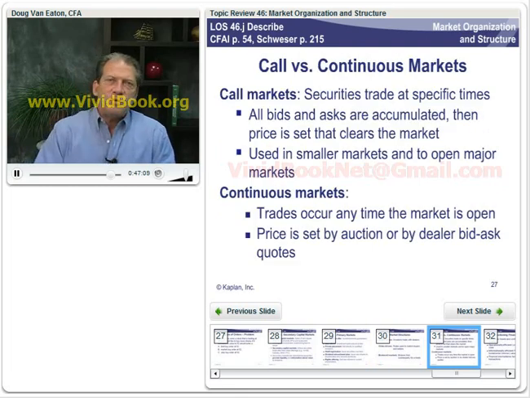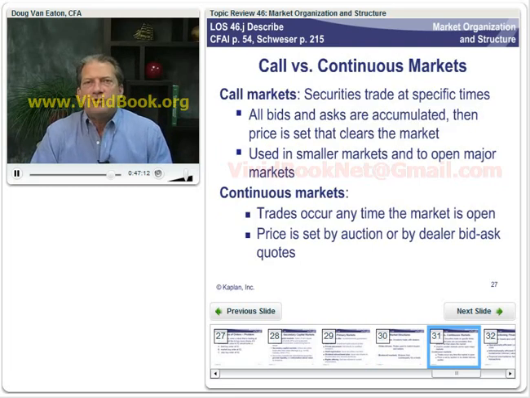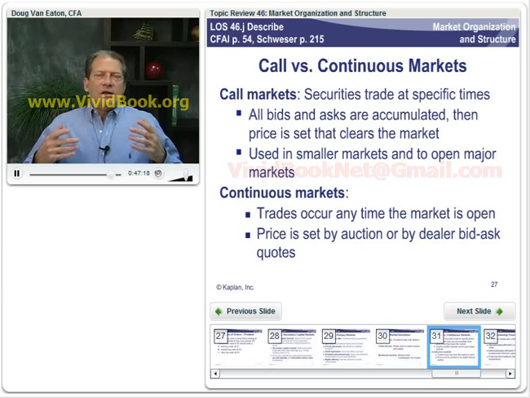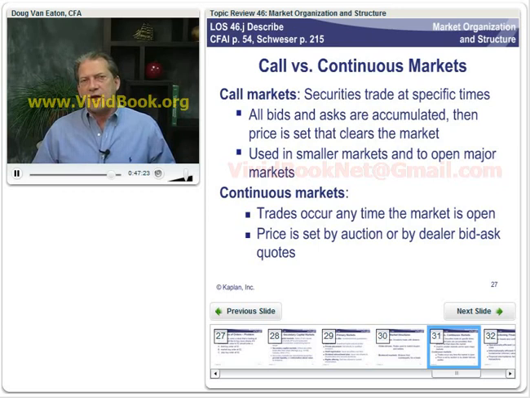Call versus continuous markets, we already touched on this. Securities trade at specific times in call markets. And this is in less developed markets where there's not a lot of activity, not a lot of liquidity, not a lot of trading, in order to get some market clearing prices. Otherwise, every time a buy order comes in, the price jumps up. Every time a sell order comes in, the price goes way down. Well, this is not an efficiently operating market at that point. So when there's a lack of liquidity and a lack of activity in new, less developed markets, we'll accumulate these buy and sell orders over a period of time and then clear them all at once.